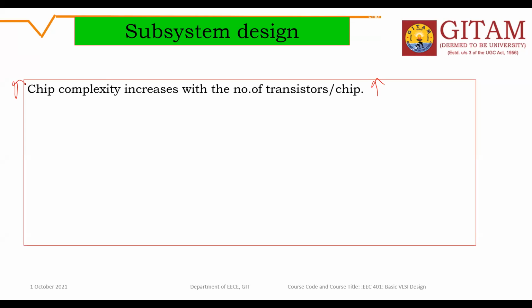Less components, less complexity. Design time increases with the chip complexity. If the complexity of the chip increases, then definitely design time increases. With the increase of the complexity of the chip, design time automatically increases because you need to fabricate or keep more devices, which means definitely design time will take more.